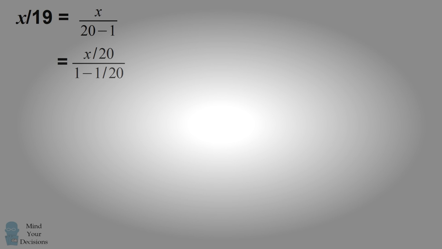Now, why did I do this? The reason is I wanted to make the denominator 1 minus 1 over 20, because there's a special result that if you have a geometric series with the common ratio r, the sum of that infinite series is equal to 1 divided by 1 minus r. So now I'm using it in reverse. I'm going to take 1 divided by 1 minus 1 over 20 and expand that out so that we have the sum of terms with a common ratio of 1 over 20.